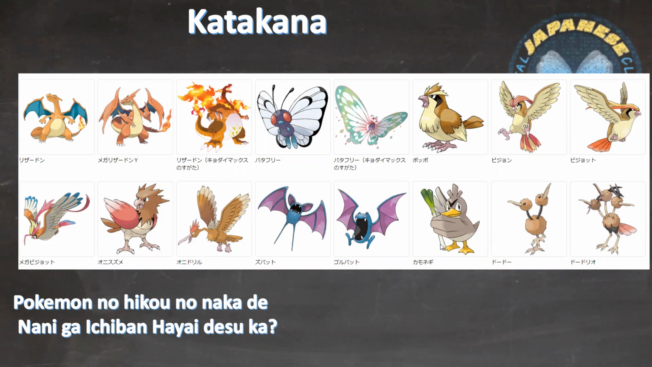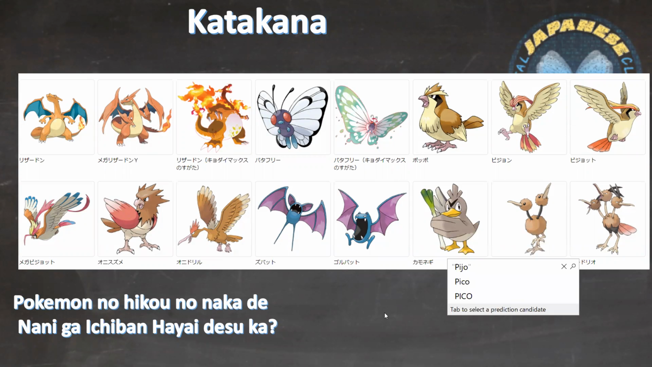Okay, Pokemon no hiko no naka de mega Pidgeotto. Okay, mega Pidgeotto. It's Pidgeotto. Mega Pidgeotto ga ichiban hayai. We are now hayai. It means fast. Pidgeotto. It should be Pidgeotto.